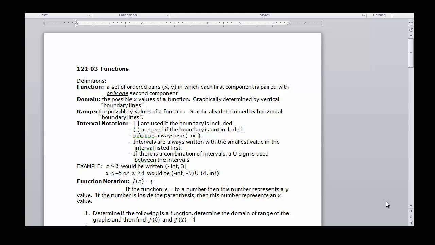So if I had (1, 2) and (1, 3), that couldn't be a function because 1 would go with 2 and 3. It can only go to one. The domain is all the possible x values of a function.